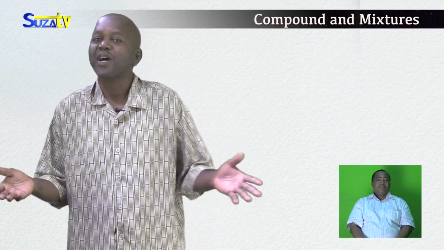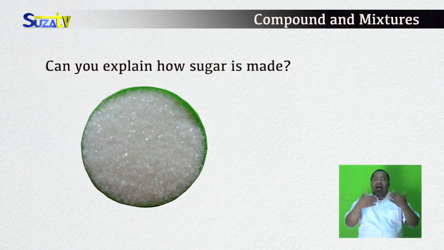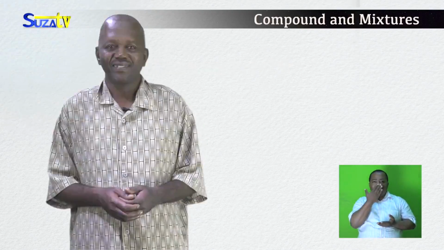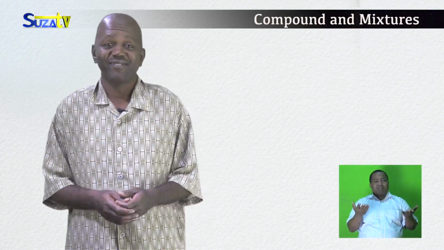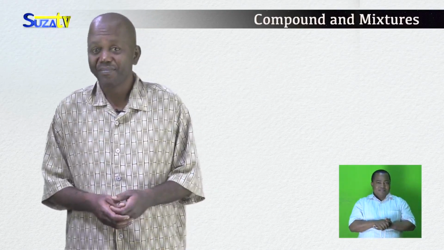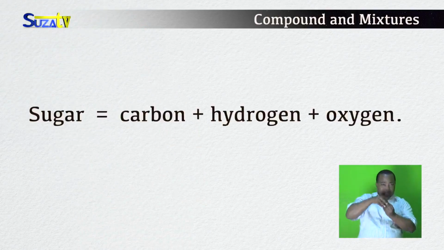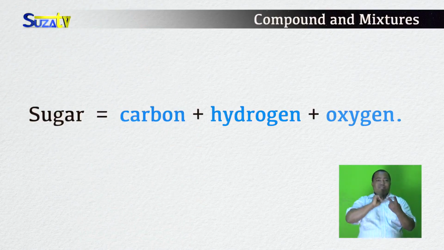Can you explain how sugar is made? Thanks for trying. Sugar is made by a combination of three elements: carbon, hydrogen, and oxygen.